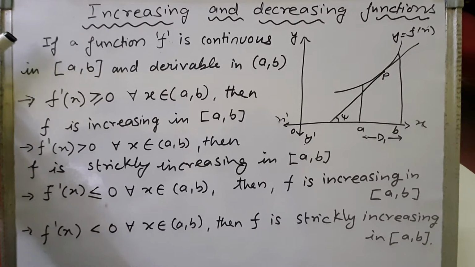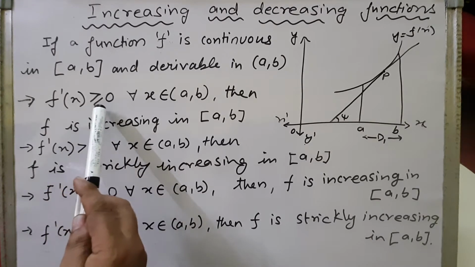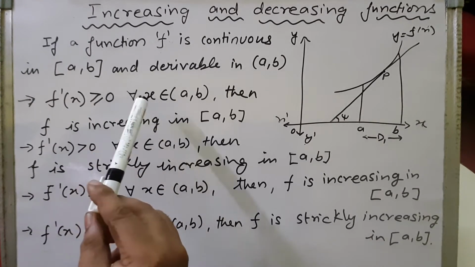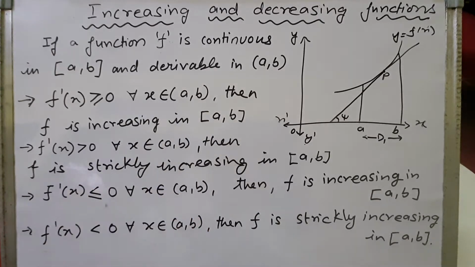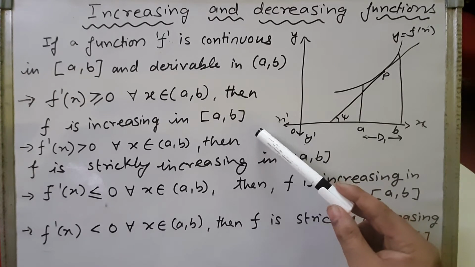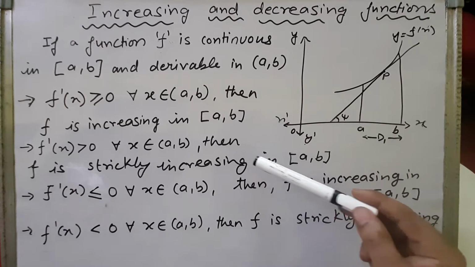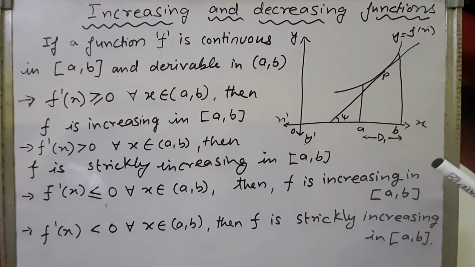If the function is continuous in the closed interval a comma b and derivable in the open interval a comma b, so the function must be derivable in the given interval, right? And the first condition which we have formed from here is that if the derivative of the function is either greater than or equal to 0 for all x belonging to the interval between a and b, then f is increasing in the closed interval a comma b. And if f dash x is greater than 0 for all values between a and b, then f is strictly increasing in the closed interval a comma b, right?